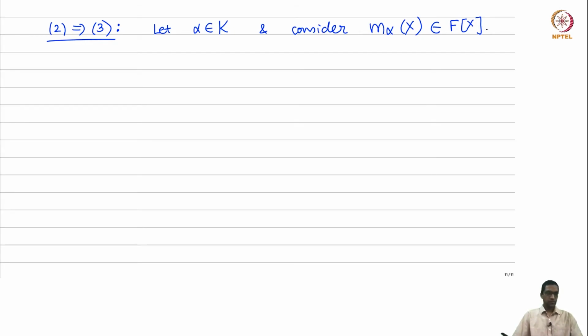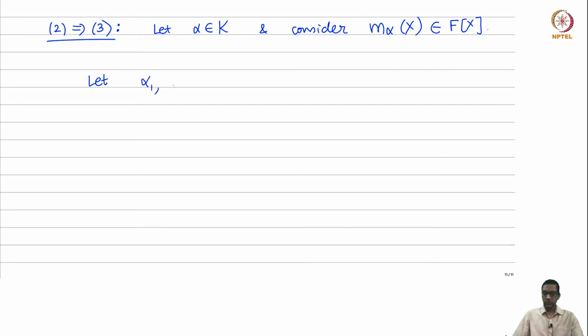Now, let's do the following. Observe, at the moment we know almost nothing about the extension, right? We have just assumed something strange about the fixed field of the automorphisms, that's all. We don't even know, for example, that m alpha of X has any other root other than alpha in the extension K. We don't know that it splits. We don't know that it's separable. If it splits, does it have distinct roots? We know nothing about m alpha really. It may not even have any other roots other than alpha for all you know.